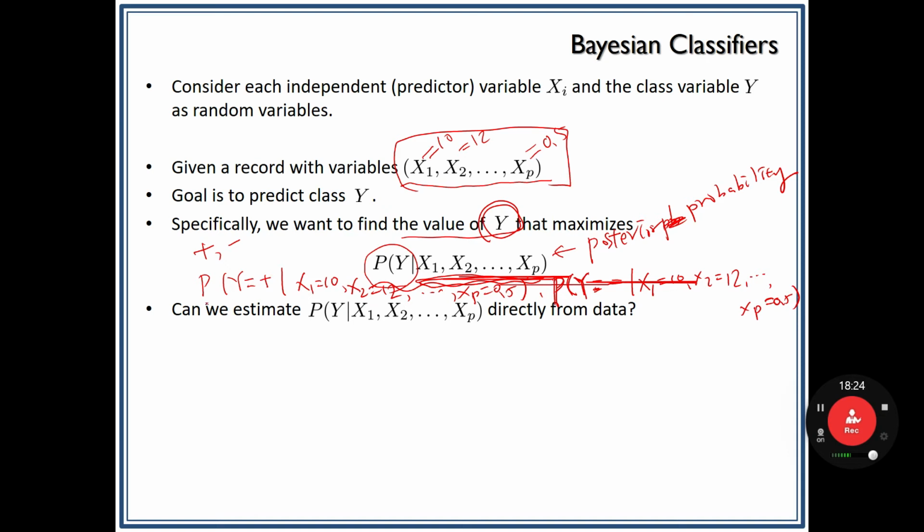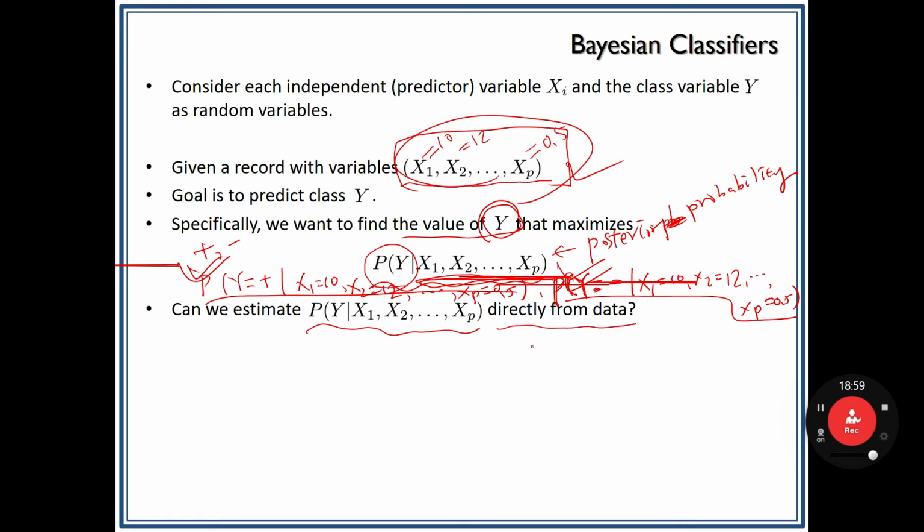If we can find these two probabilities, by comparing them we can assign the class label corresponding to the maximum value. If this one is greater than this one, then we assign the positive class label to this new data point. On the other hand, if this one is greater, then we assign the negative class label to this new observation.